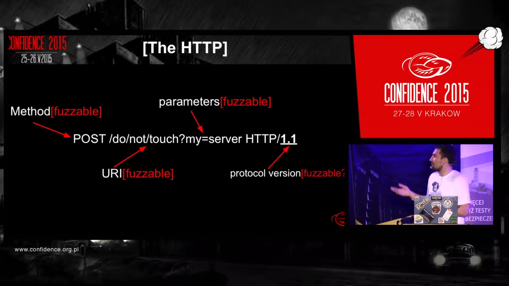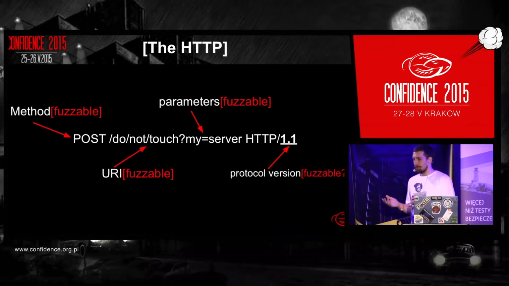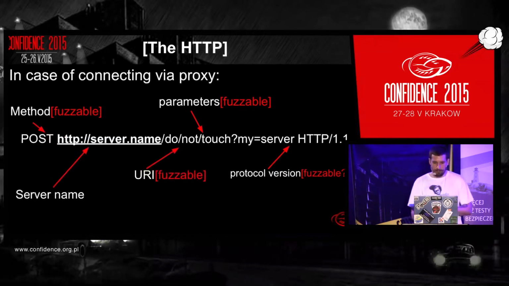The last thing is the protocol version. It contains the current version of the protocol being used. For example, it may be 0.9, 1.0, or 1.1. This type of data is not usually parsed in such a way, so there may be some bugs. So to fuzz or not to fuzz, it's up to the developer. I prefer not to fuzz for now.